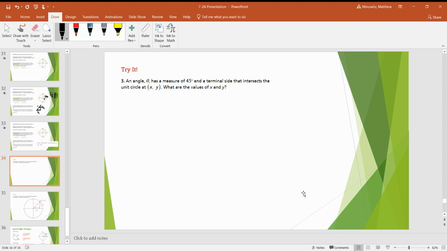Now you try it out. See if you remember what a 45, 45, 90 triangle looks like. If not, we can talk about it together. But at least draw the picture. Think about what this is looking like.